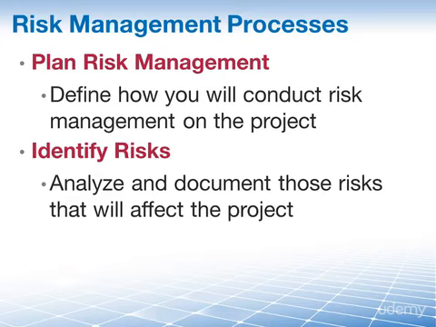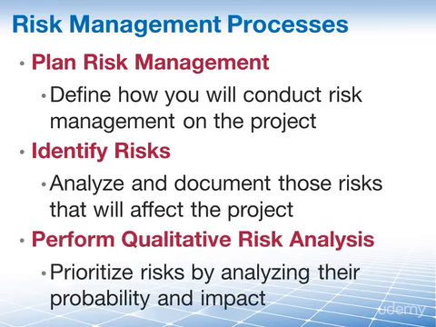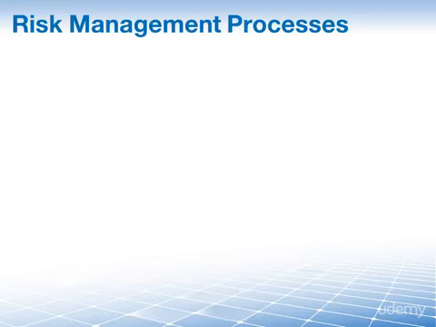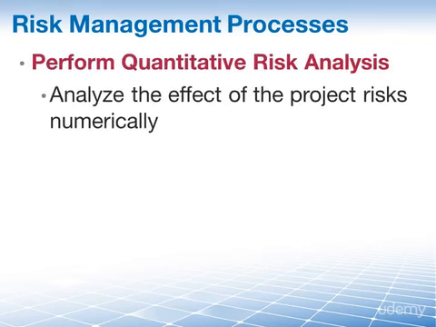Then we get into 2 analysis processes, beginning with perform qualitative risk analysis, which is the process of prioritizing risks for further analysis or action by assessing and combining their probability of occurrence and impact, at the end of which we know the risks that are low, medium, and high. And then we take, usually, the risks that are high on our list and move them into the next process, which is perform quantitative risk analysis.